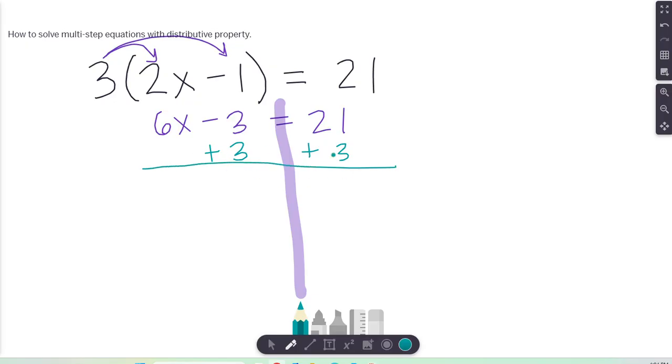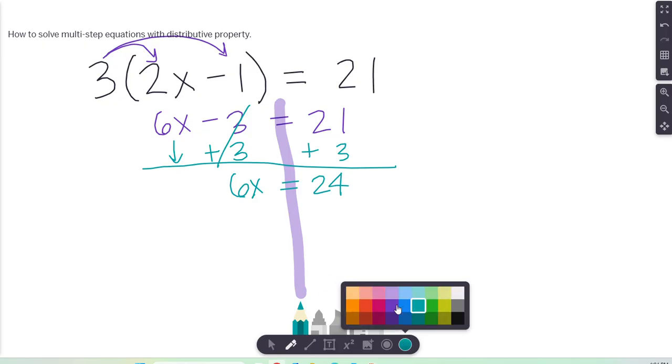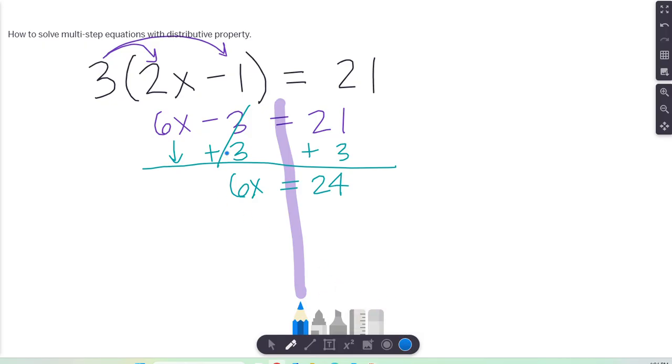We want to keep things equal. This becomes 0. This comes down. And now I have 6x is equal to 24. All right. Next step. This means 6 times x equals 24. So you can ask yourself, 6 times what number equals 24? You may already know that in your head. If not, we do the inverse.